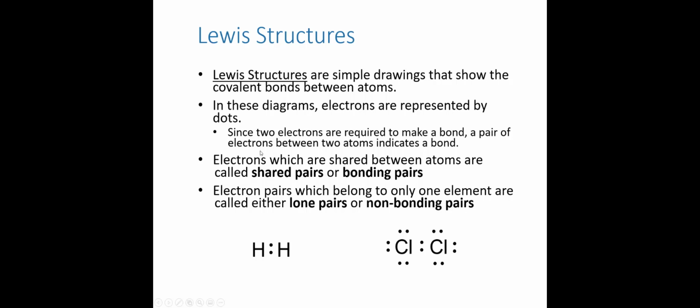The electrons can be shared between two atoms, and we would call that a bonding pair of electrons or a shared pair. So let me look at these structures that we have here, and I would like to highlight, first of all, the shared or bonding pairs.